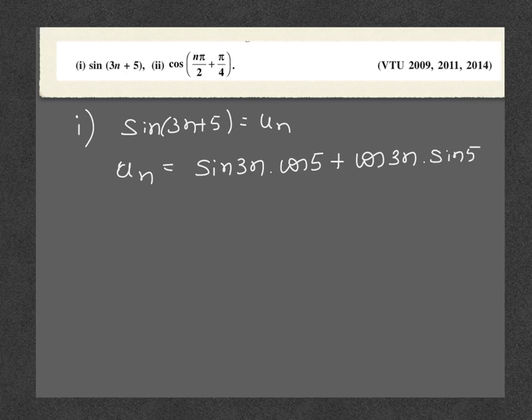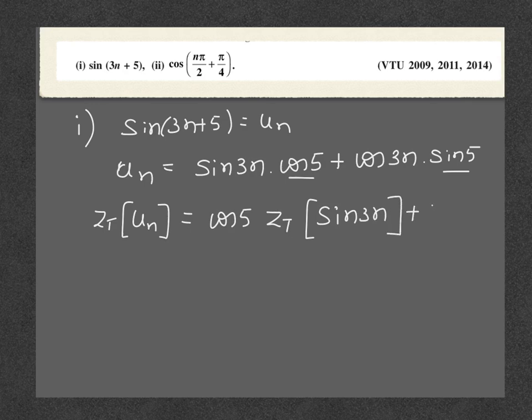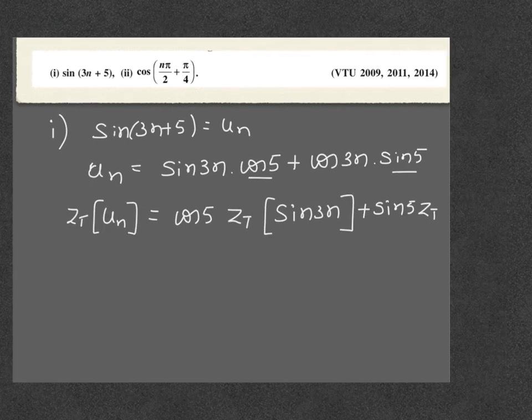Now you can apply the z transform on this. So the z transform of this u n will be, I'll keep cos phi and sin phi separate as constants: cos phi, z transform of sin 3n, plus sin phi, z transform of cos 3n.